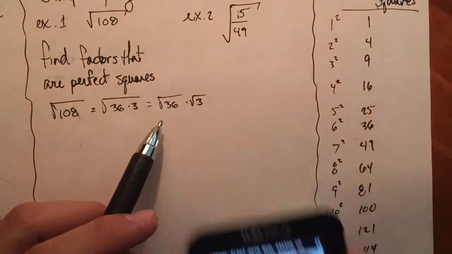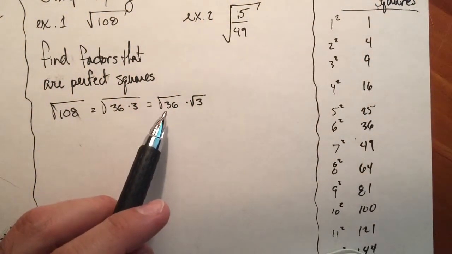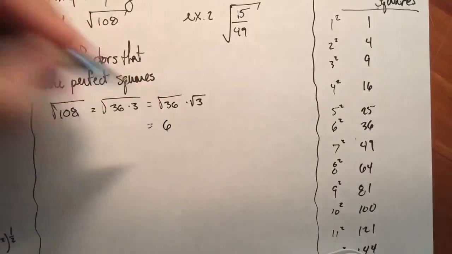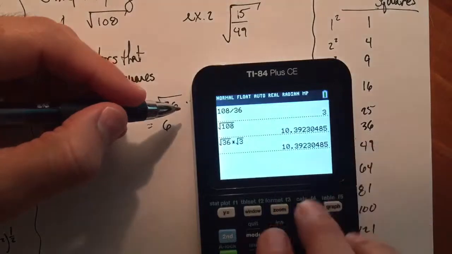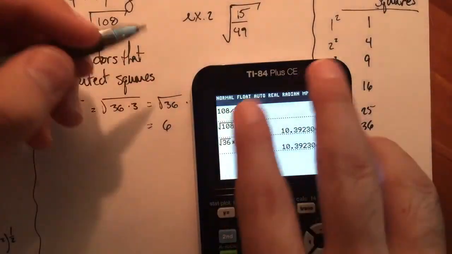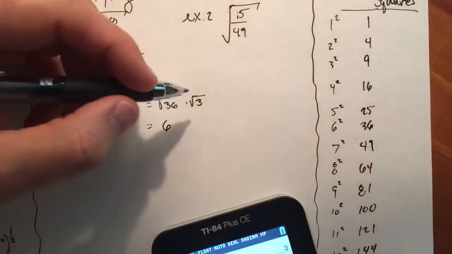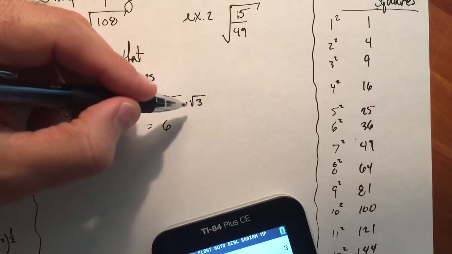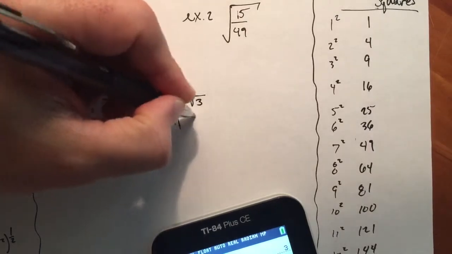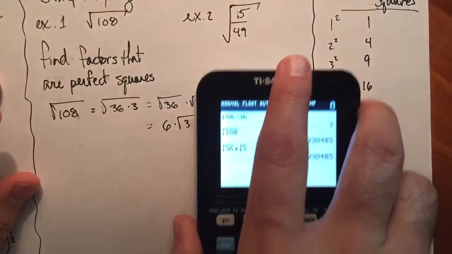Well, this is good news because I know what the square root of 36 is. It happens to be 6. Now I could type square root of 3 into my calculator and get a decimal, but I don't want to do that. Just like sometimes we want to leave a fraction as a fraction so that we don't have any rounding errors and we don't have a lot of decimals, we want to leave this as a square root. 6 times the square root of 3.